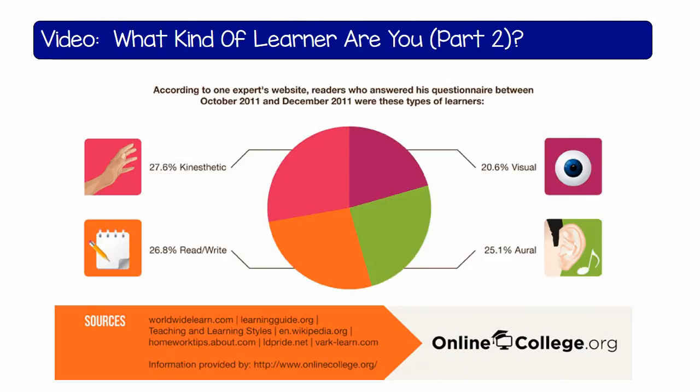How does the general population break down according to these 4 types of learning styles? 27.6% are kinesthetic, 20.6% visual, 26.8% read-write, 25% auditory. The sources for this are information provided by www.onlinecollege.org.